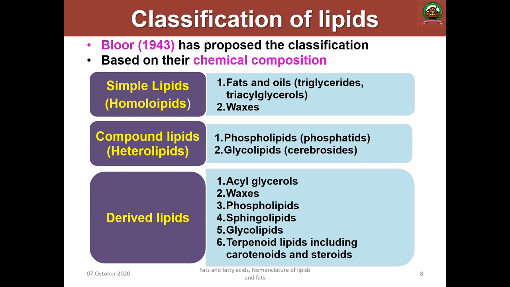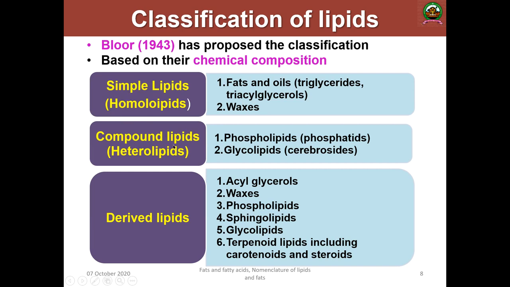The lipids are commonly classified, according to Bloor, into three groups based on their chemical composition. One is simple lipids or homolipids, then compound lipids or heterolipids, and derived lipids. Simple lipids, as the name indicates, are simple. They are commonly the fats and oils. Fats are commonly solid in nature at room temperature, and oils are liquid in nature. They are triglycerides or triacylglycerols. Then waxes. They are homolipids, where only one type of lipid moiety is present.